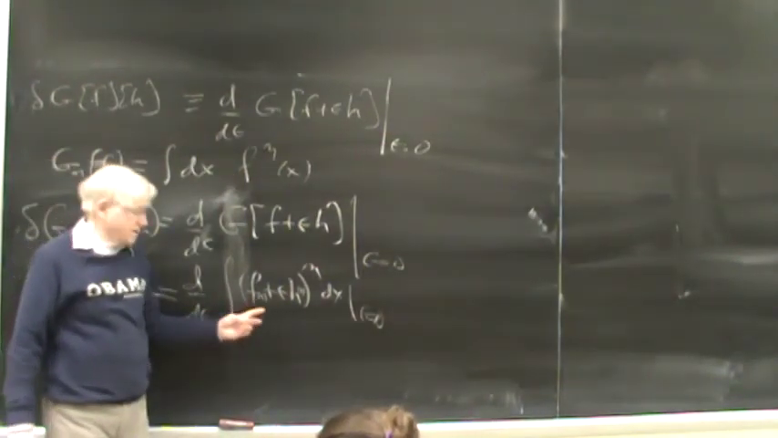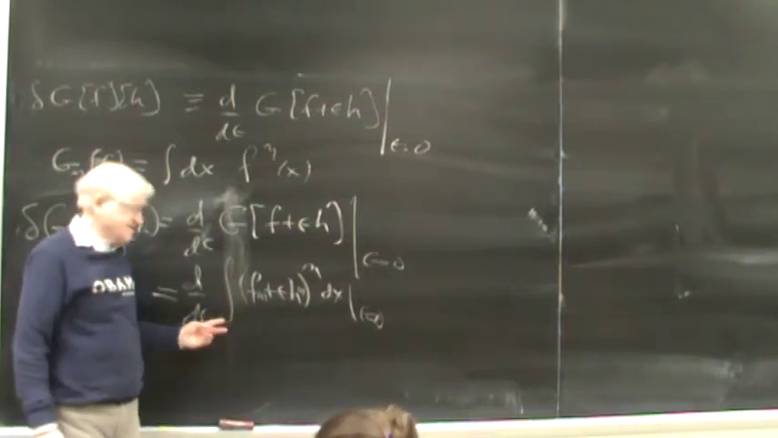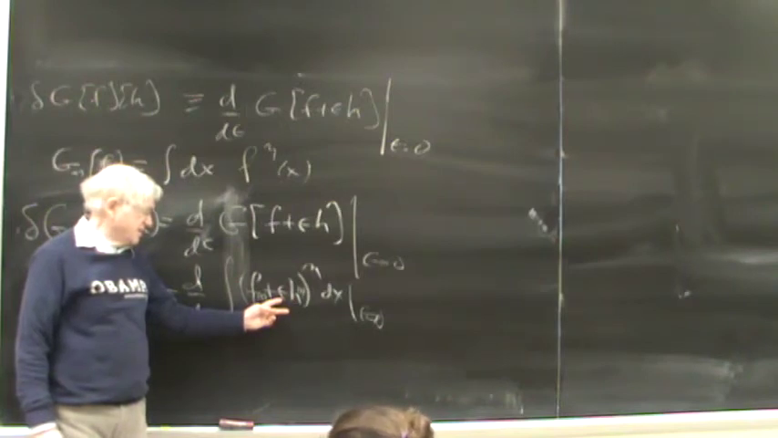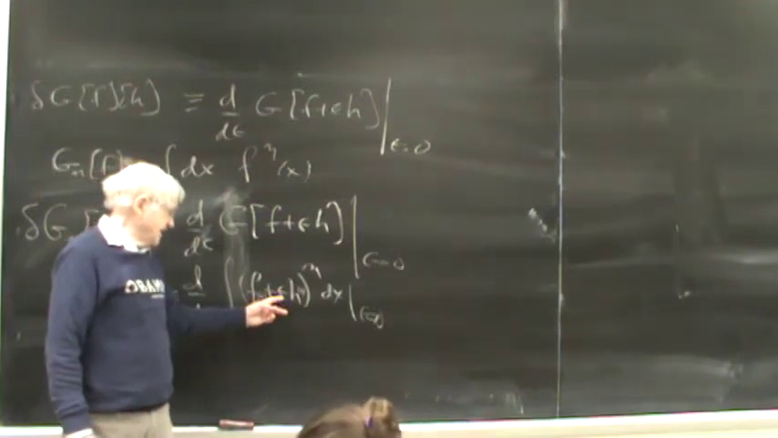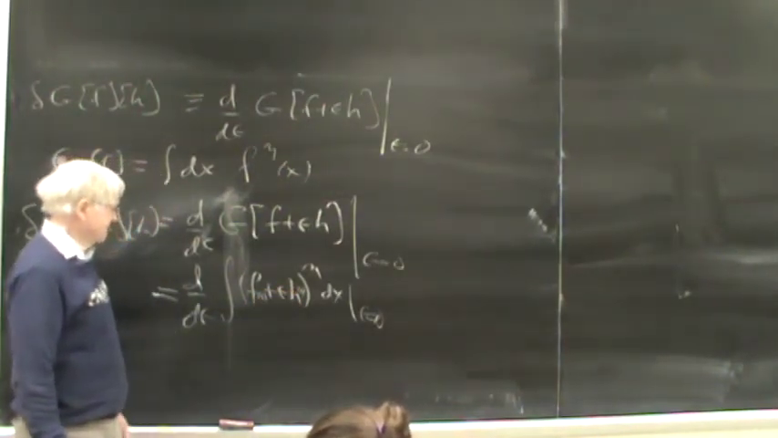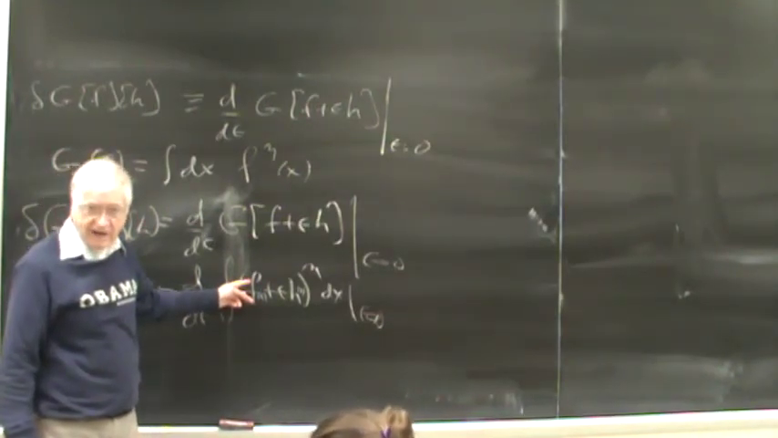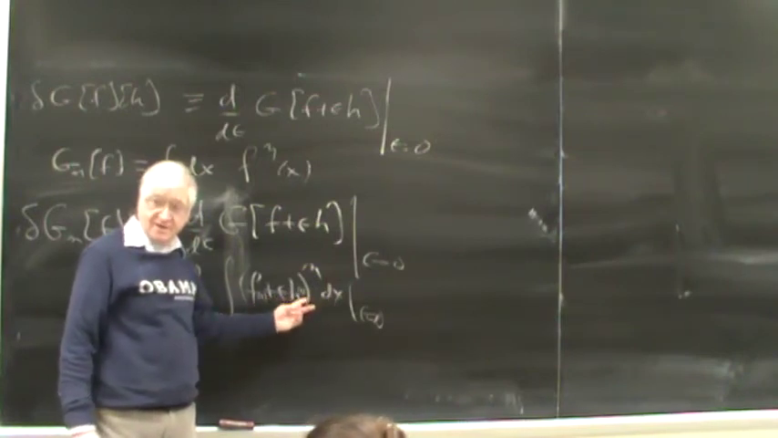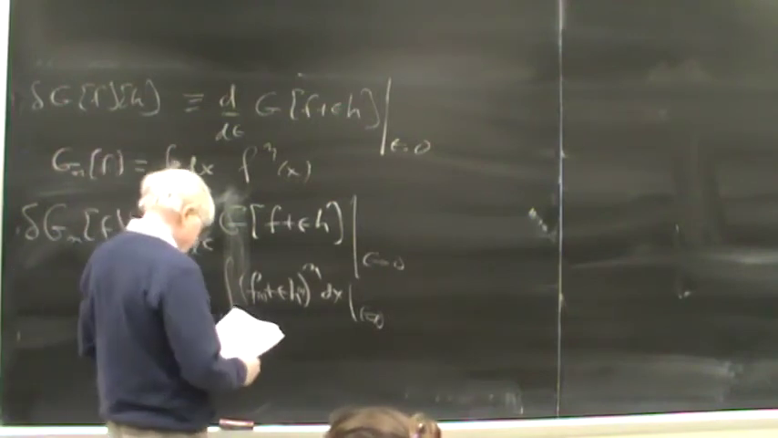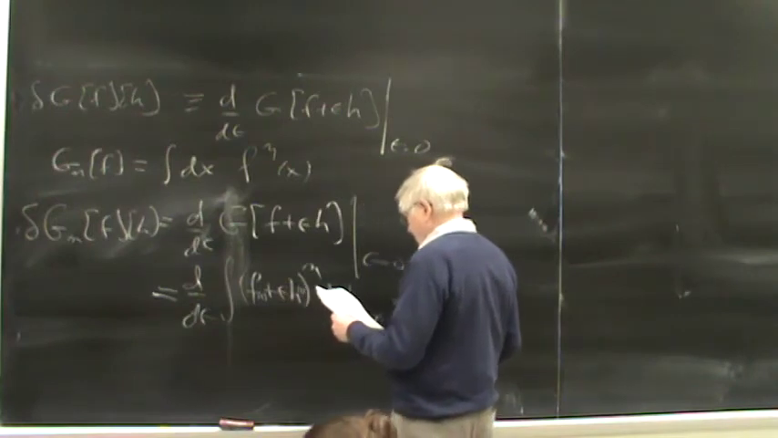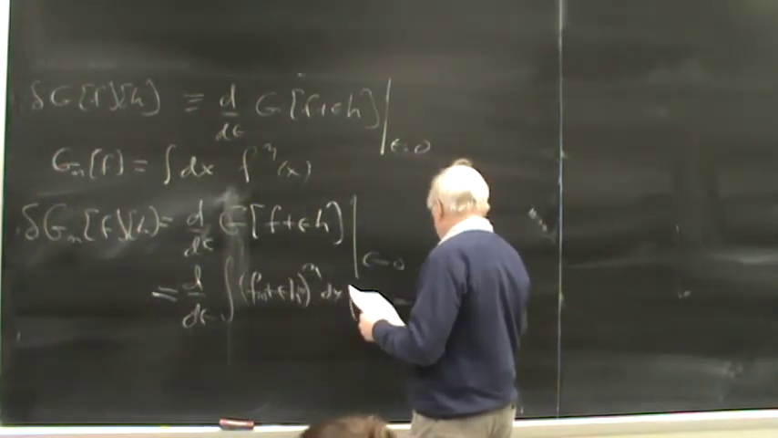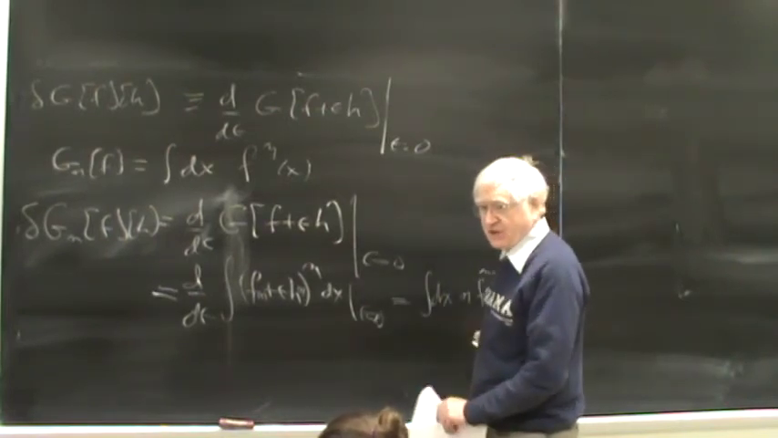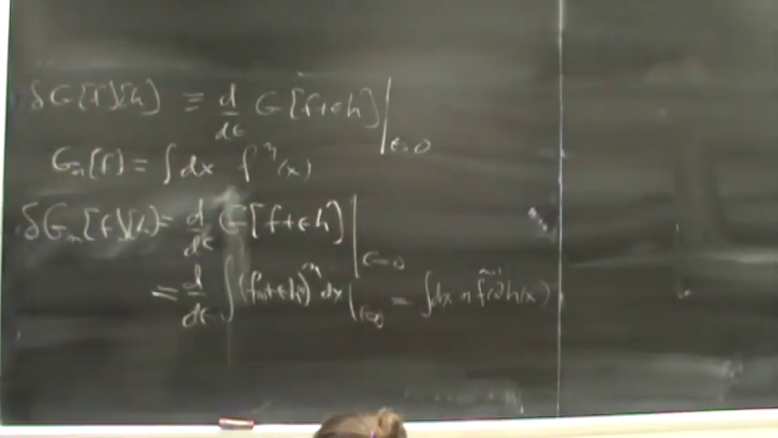Now if you expand this thing, the first term is f to the n. It doesn't involve epsilon, so the derivative is 0. The second term is f to the n minus 1 times n times epsilon times h. The higher terms have higher powers of epsilon. So when you take the derivatives at epsilon equals 0, they go away. Okay. So the only thing that's left here is the integral dx of f to the n minus 1 of x, h of x. Okay. So this is the answer in this general context of a general functional derivative.